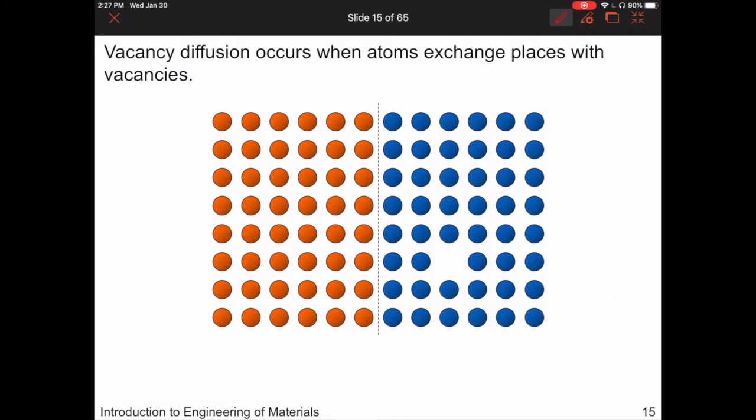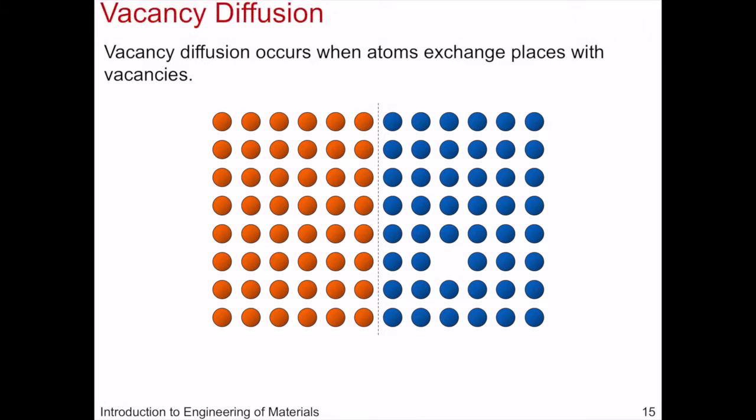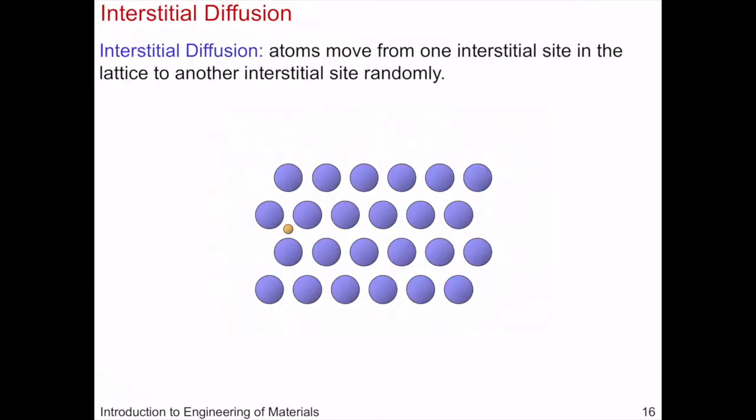And so in the cartoon animation here, you'll see that the blue atoms and the orange atoms will move from their atomic site to a vacant site. And what you'll also see in vacancy diffusion when these atoms exchange places with the vacancies is that now there's a change in the concentration going from left to right.